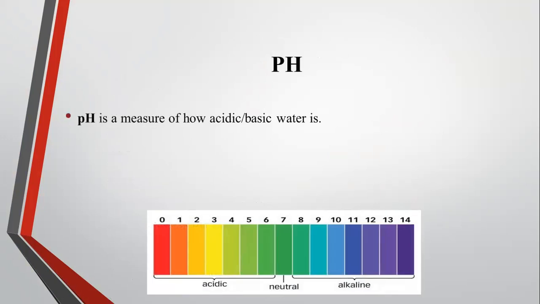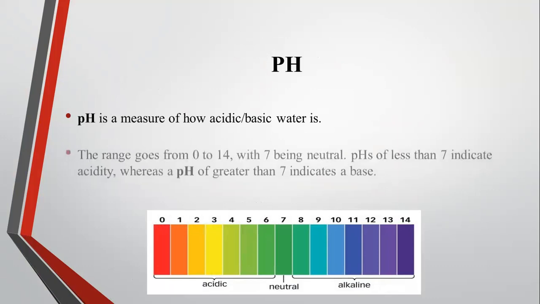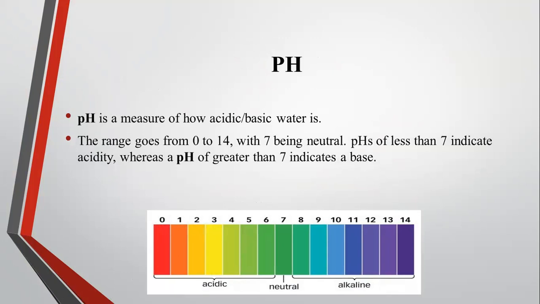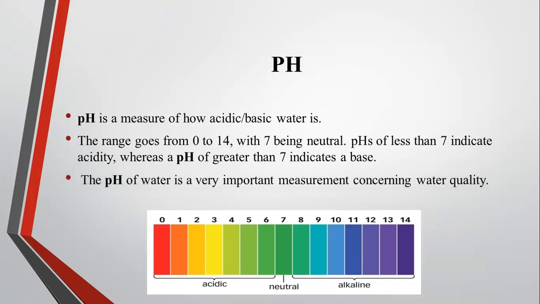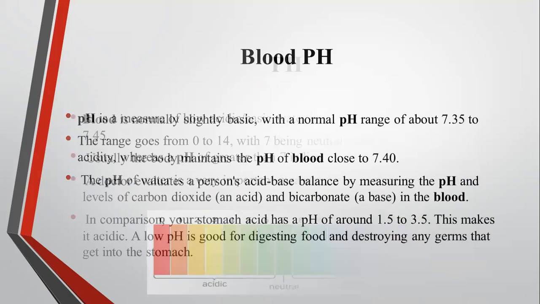So first of all, what is pH? pH is a measure of how acidic or basic water is. The range goes from 0 to 14, with 7 being neutral. A pH of less than 7 indicates acidity, whereas a pH of greater than 7 indicates base. The pH of water is a very important measurement concerning water quality.